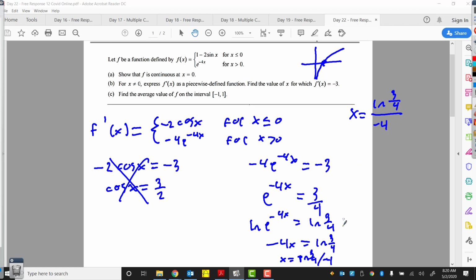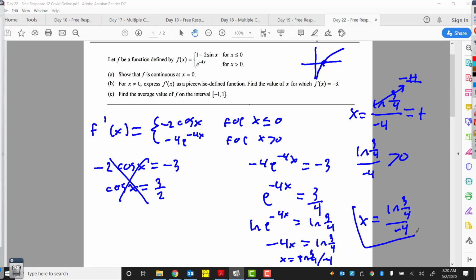So this is natural log of a number before 1 over negative 4. So this is some negative number over negative 4. So this is positive. That means natural log of 3/4 over negative 4 is greater than 0. So our answer is x equals natural log of 3/4 over negative 4, because it falls within the range that we wanted.